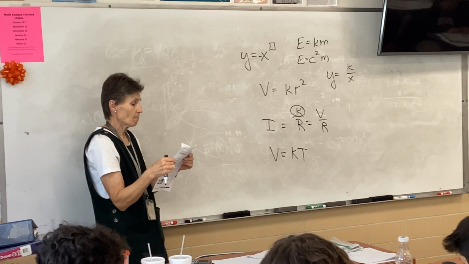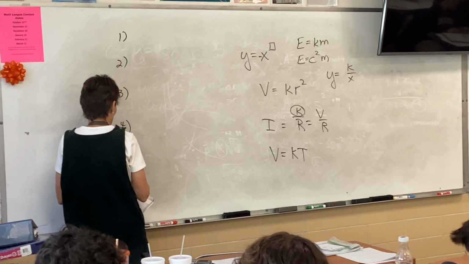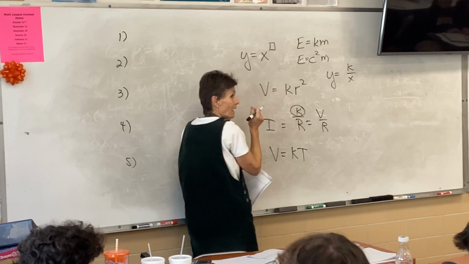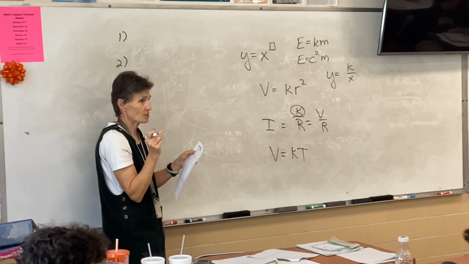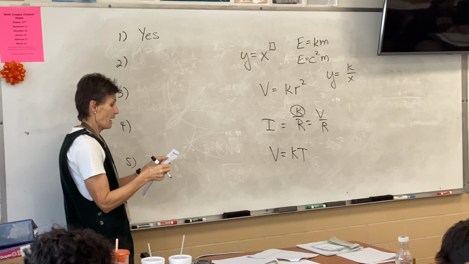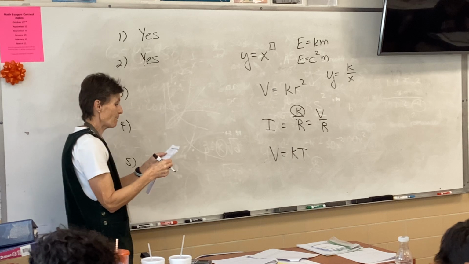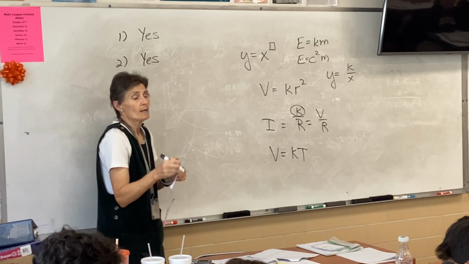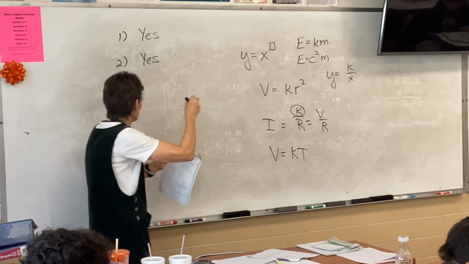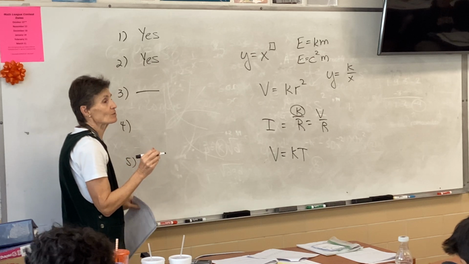So would you think number one is a power function? Yes. Okay, so remember, a power function is x to a power. Problem number one, x to a power. Yes, so that is a power function. How about 2? Yes. How about 3? No. A power function is x to the power, and that is not, so 3 is a no. 4. That one is really tricky.